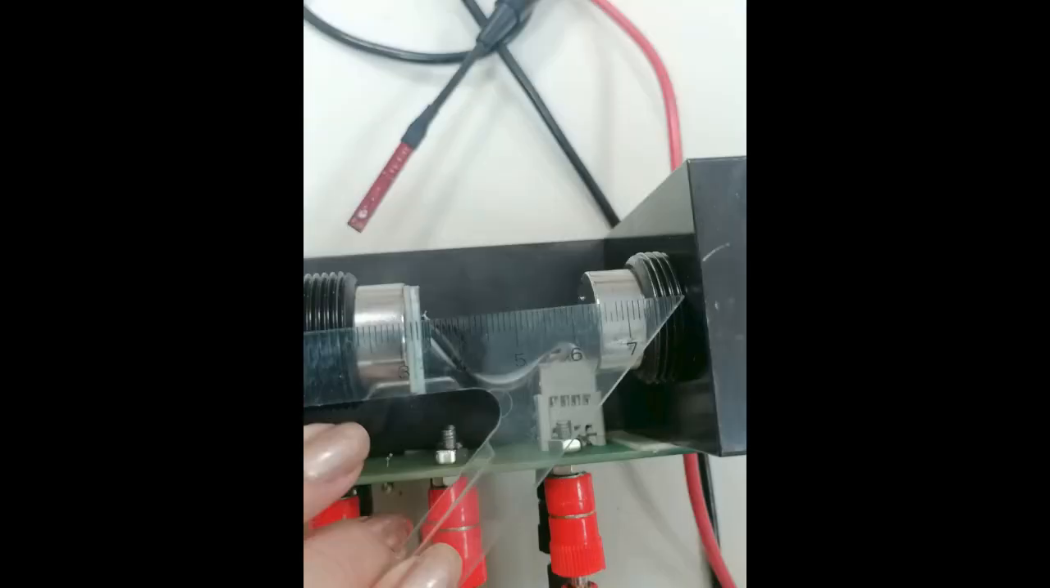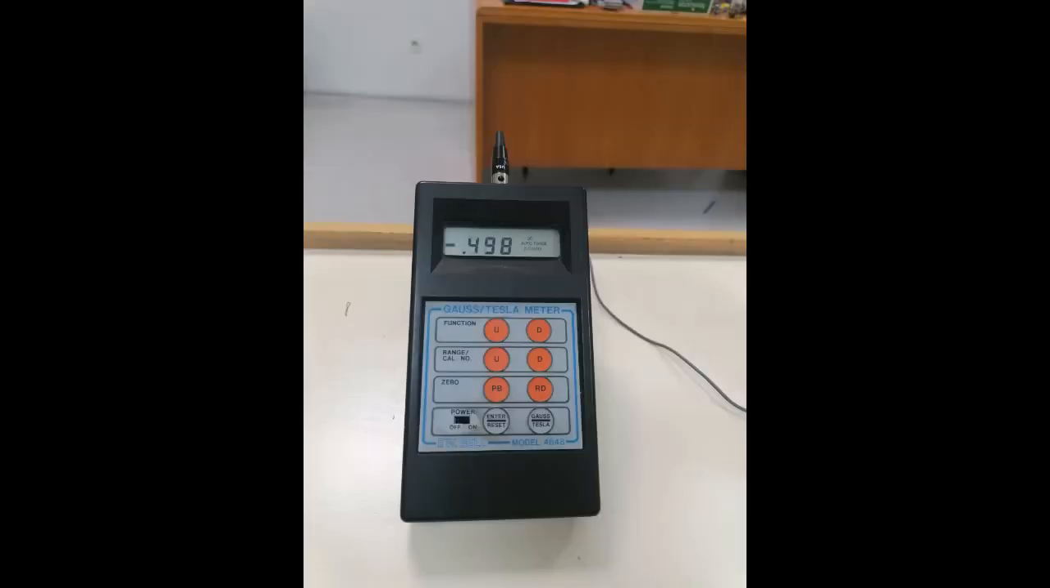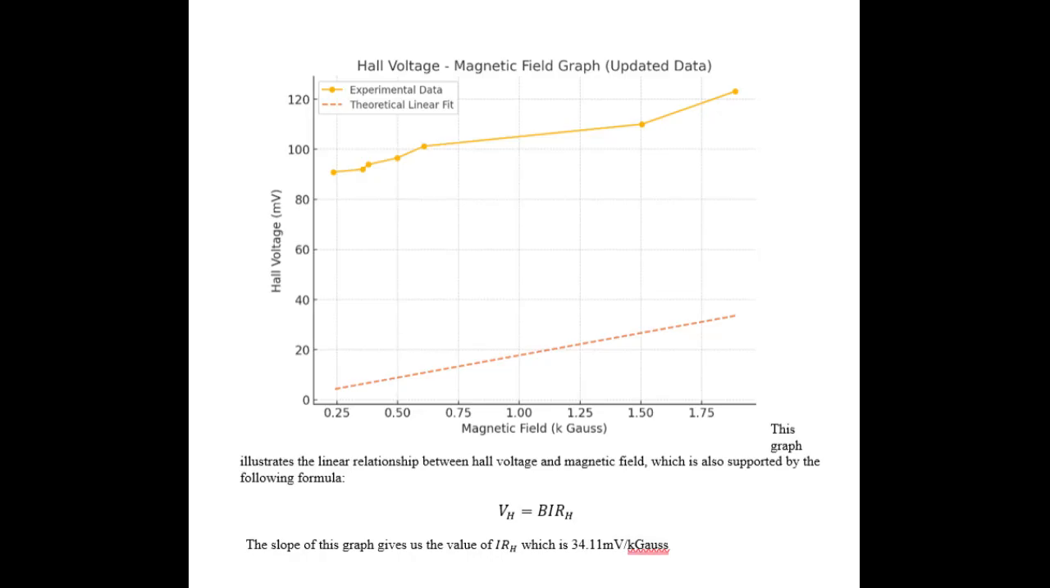This data was analyzed using the same formula, which predicts a linear relationship. These are my data, and the graph shows a near linear relationship between Hall voltage and magnetic fields, yet errors likely occurred due to fluctuations in the gauge meter readings, which caused deviations from the expected values, but I think overall my experiment was successful.